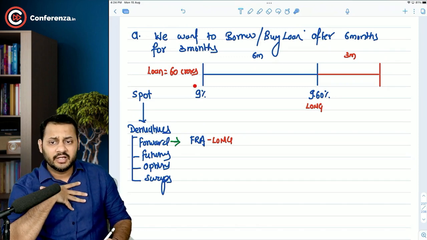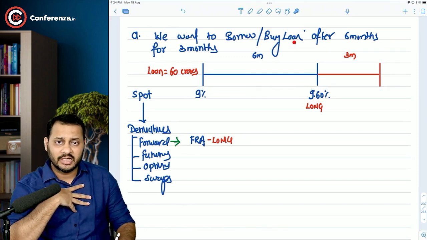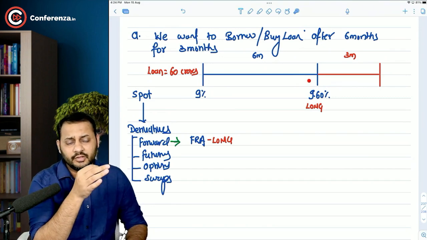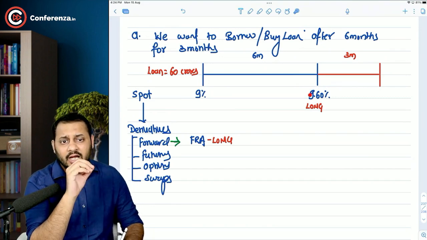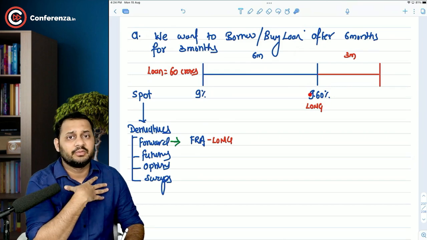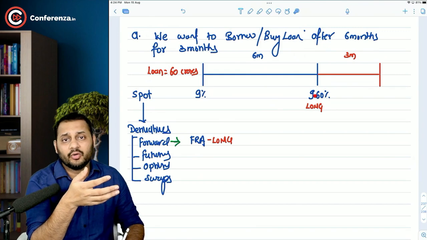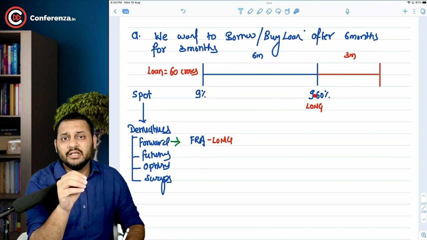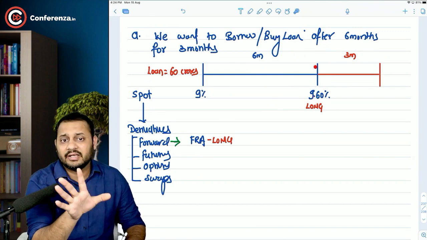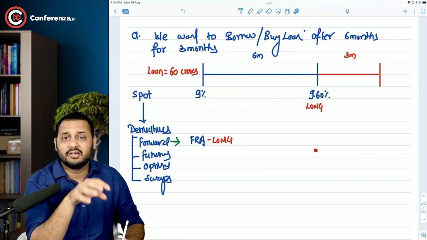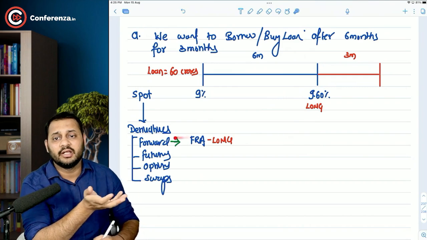I am very worried that after 6 months, since I want a loan after 6 months, if I wait and go and borrow the money, I will have to borrow it at 9.6%. I don't want to pay this much. And even if I have to borrow it at 9.6%, if I'm paying higher interest in this case, I should be getting that higher amount back from the derivatives market.